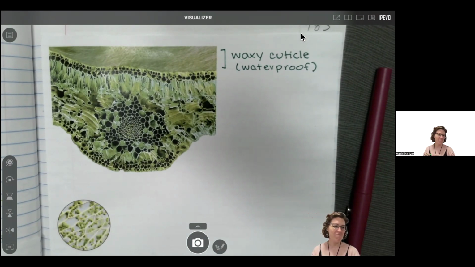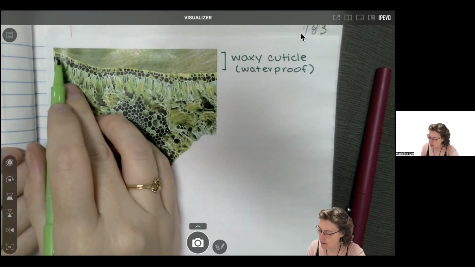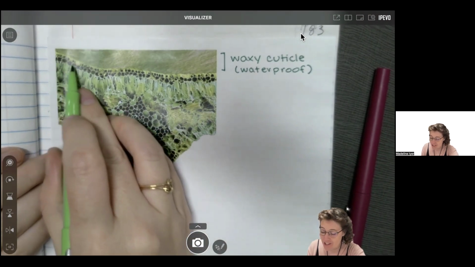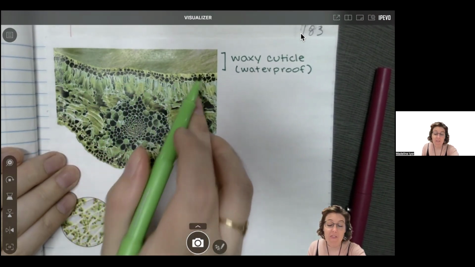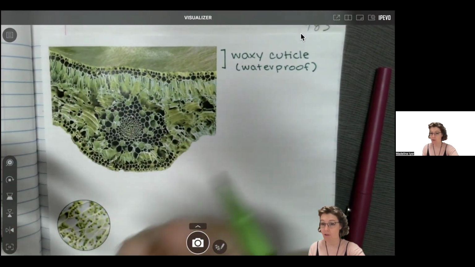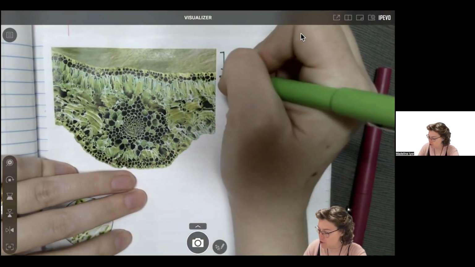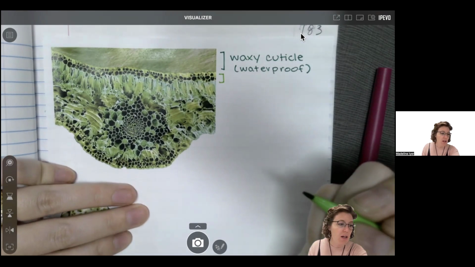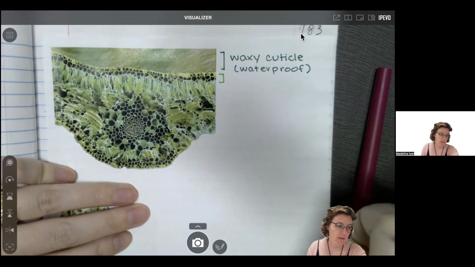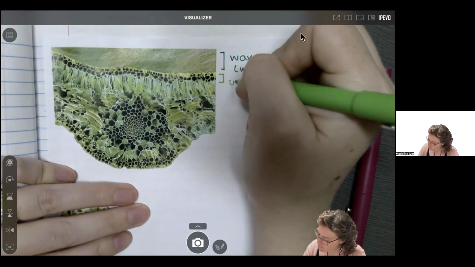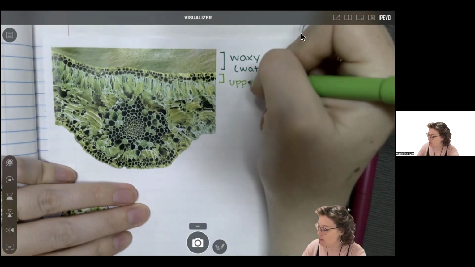And then we see this little layer of empty cells right here. It's kind of sad looking, actually. It's just a bunch of dead cells. There's nothing going on here. These are actually the same as your skin cells. They're not serving an active, alive purpose. They're literally just there, again, for protection. So this is what we would call the upper epidermis, okay? Epidermis means skin, and this is the upper layer of skin on the leaf.